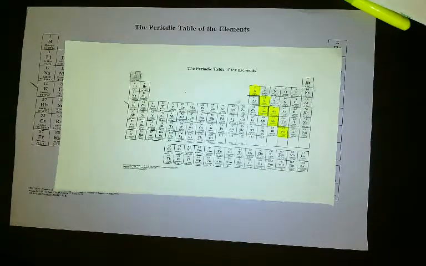A compound, on the other hand, is one or more elements joined together physically and chemically such that they cannot be separated without a chemical reaction. So anything on this table is considered to be an element.